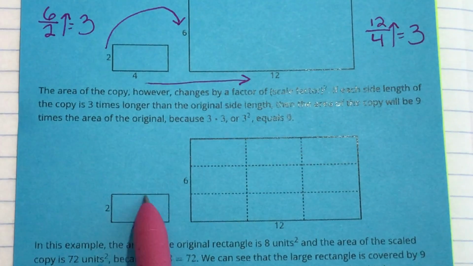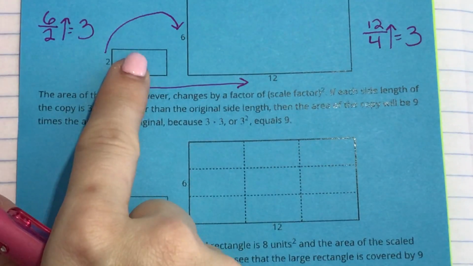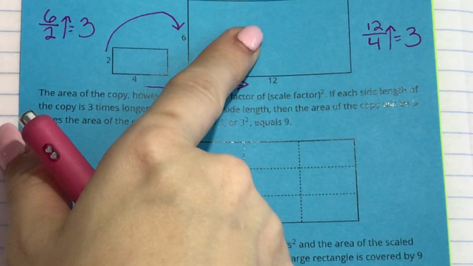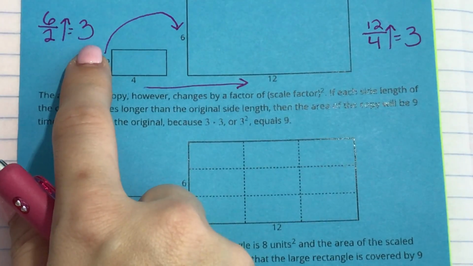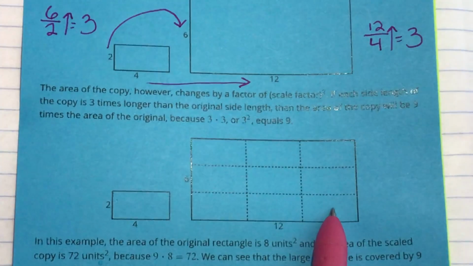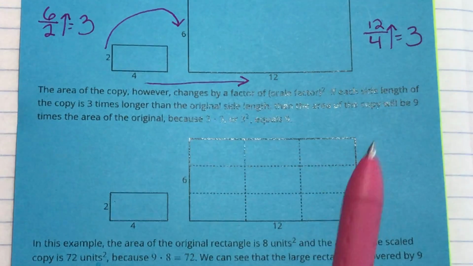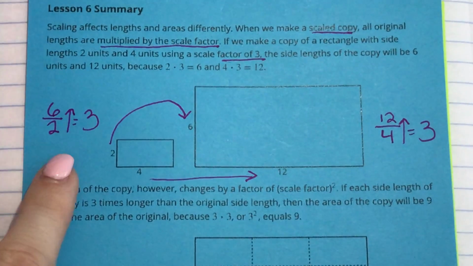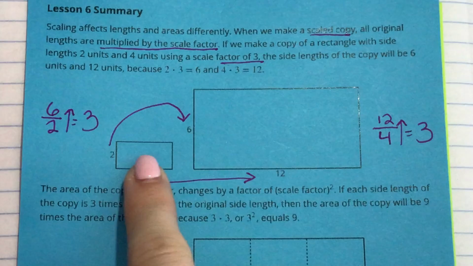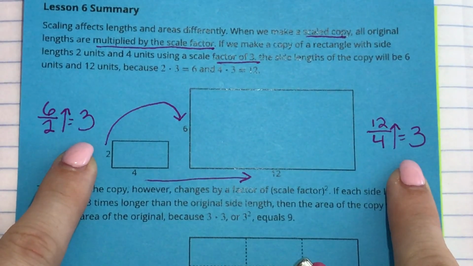So all that means is, because our ratio is 1 to 3, right? 1 to 3 because it's scale factor of 3. Does that make sense? Look at our scale factor. 1 to 3 because we're multiplying by 3, right? Okay, so scale factor is 3.